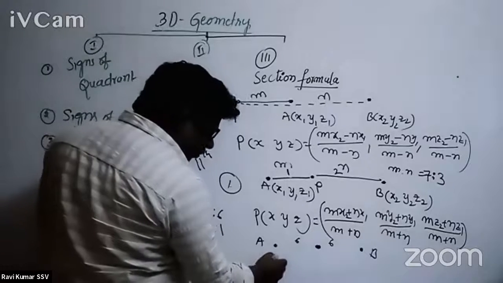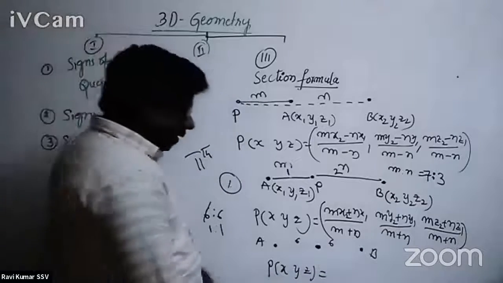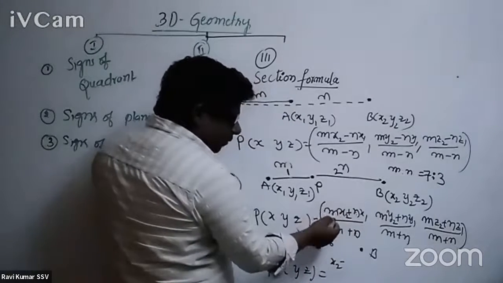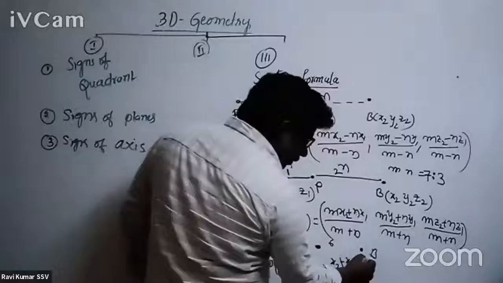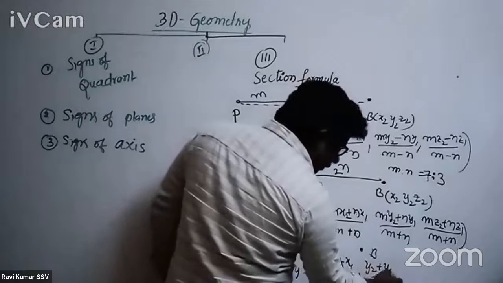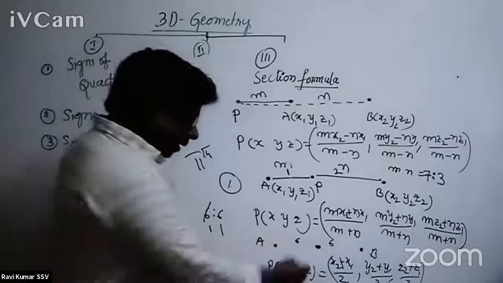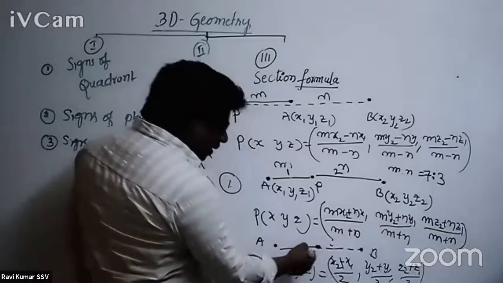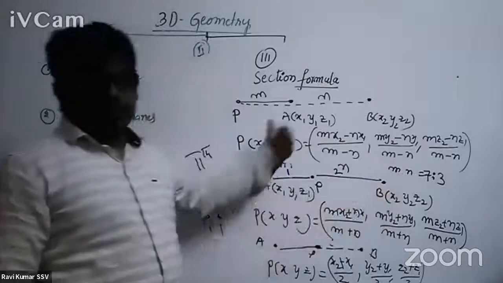So that time, what is the formula? No need for the derivation. If you need the derivation, let me know, I'll tell you. Directly I'm writing it. How can you write it now? Because M becomes 1, in place of M and N, if you write 1, it is X2 plus X1 by 2, Y2 plus Y1 by 2, Z2 plus Z1 by 2. You use this formula when M and N are 1, when the point is exactly in the middle. But the earlier formula is when the point is closer towards A or towards B.